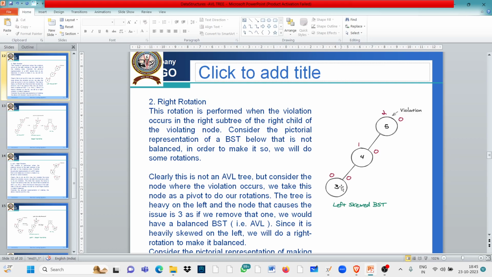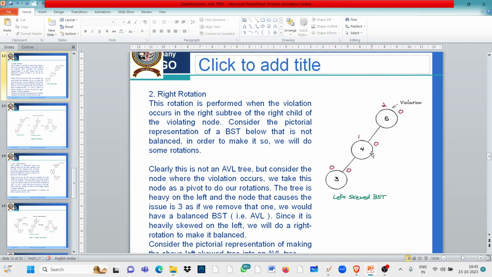So this is there. Now if I want to check the balance factor, as you understand it: 0, 0, 0 minus 0 is 0; 1 minus 0 is 1; 2 minus 0 is 2. So it is again a violation. When it is a violation of this type, a left skew, then we have to go for the right rotation. In the right rotation, what do we do?